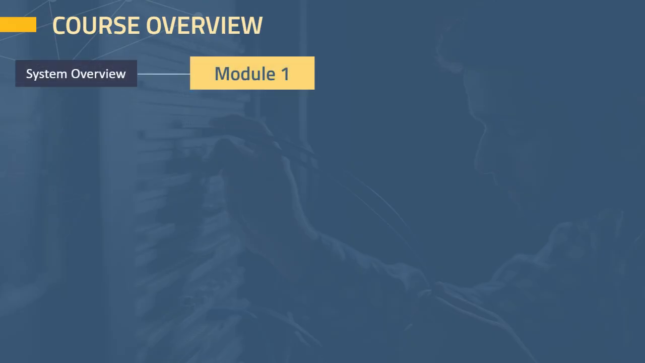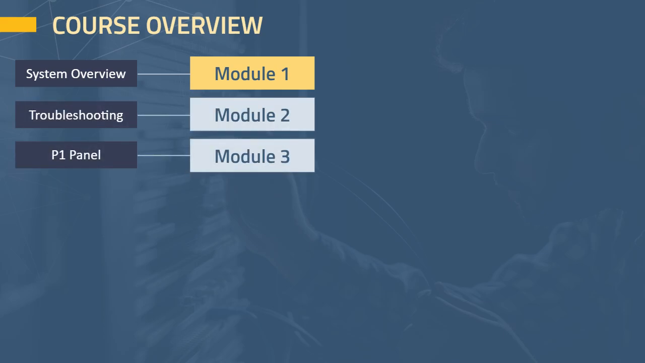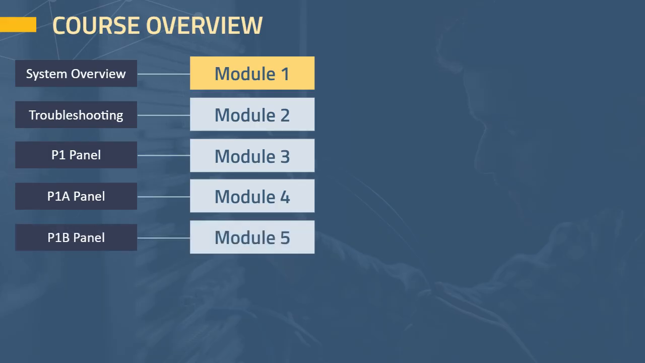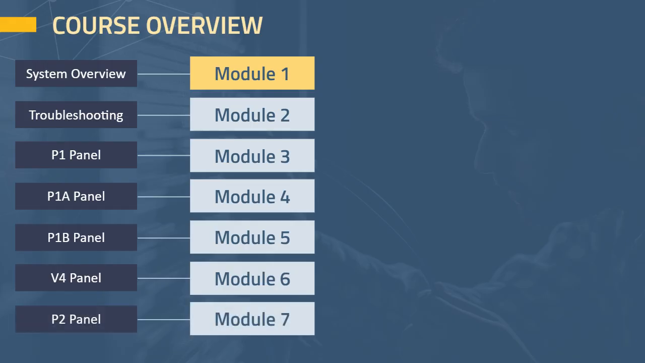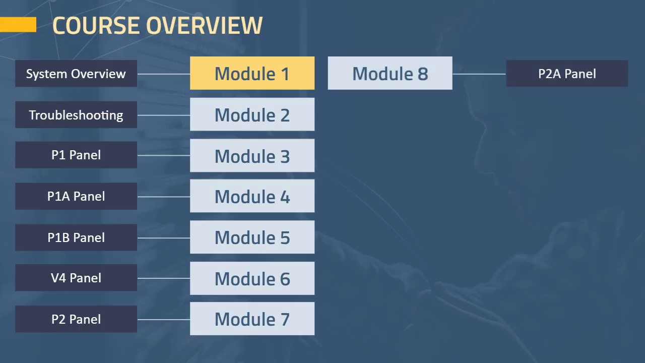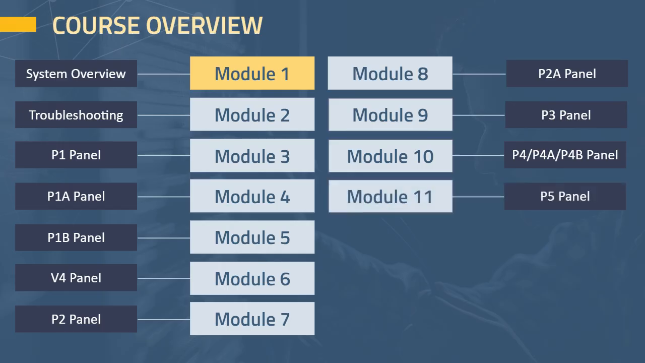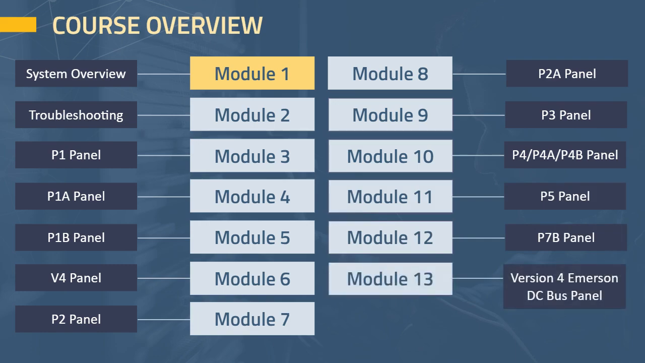Module 1, System Overview. Module 2, Troubleshooting. Module 3, P1 Panel. Module 4, P1A Panel. Module 5, P1B Panel. Module 6, V4 Panel. Module 7, P2 Panel. Module 8, P2A Panel. Module 9, P3 Panel. Module 10, P4, P4A, and P4B Panel. Module 11, P5 Panel. Module 12, P7B Panel. And Module 13, Version 4 Emerson DC Bus Panel.